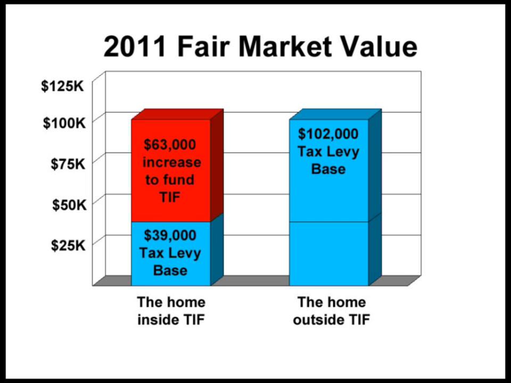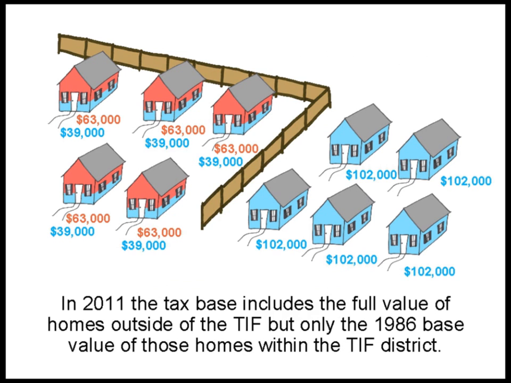The home inside the TIF will keep the 1986 fair market value as the tax base, with the increased value of $63,000 being used to fund the TIF, whereas the home outside of the TIF will use the entire $102,000 fair market value when calculating the tax base. In 2011, the tax base includes the full value of homes outside of the TIF, but only the 1986 base value of those homes within the TIF district.